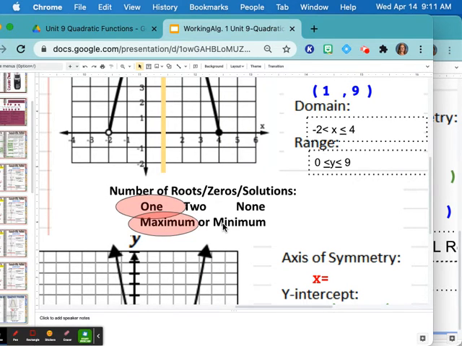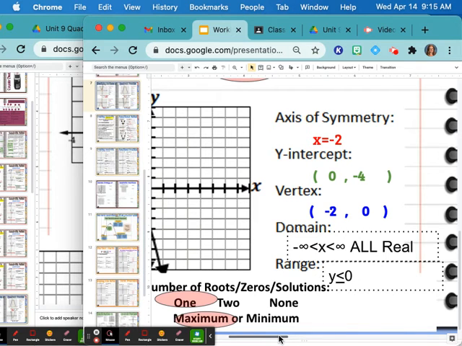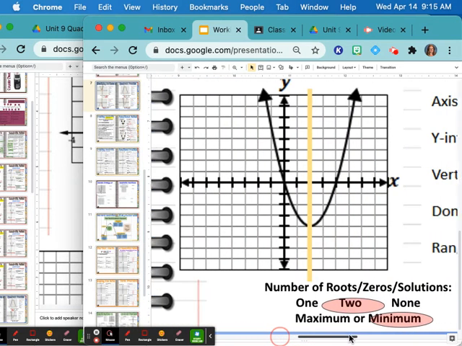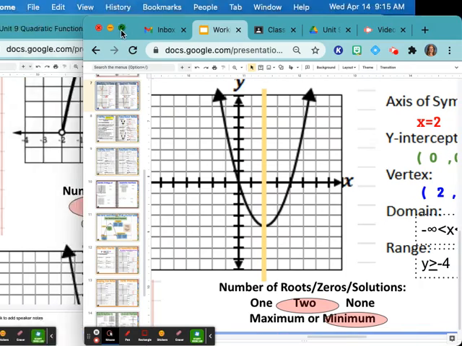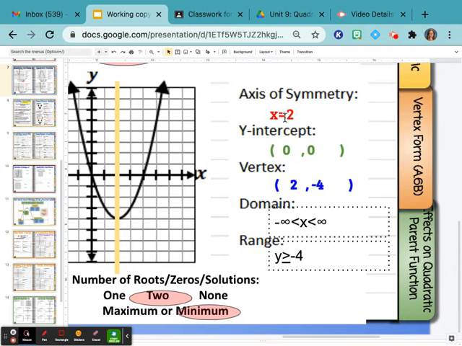I'm going to pause it. I want you to pause it and I want you to do the next one. Let's come back together to finish this slide. Let's look at that last example. The axis of symmetry is where x is 2. So make sure you draw that axis of symmetry. The y-intercept is here, (0, 0). And our vertex is at (2, -4).